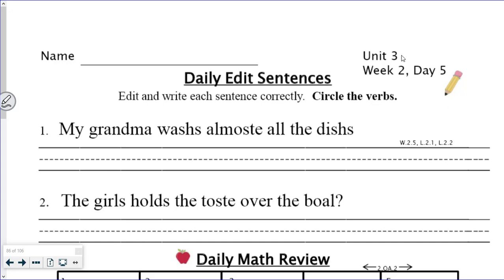We are on Morning Work Page, Unit 3, Week 2, Day 5. The directions say edit and write each sentence correctly and circle the verbs. Number 1, my grandma washes almost all the dishes. Find the mistakes, fix it up, rewrite it nice and neat. Number 2, the girls holds the toast over the bowl. Find the mistakes, fix it up, rewrite number 2 nice and neat. Pause your video and do number 1 and number 2.